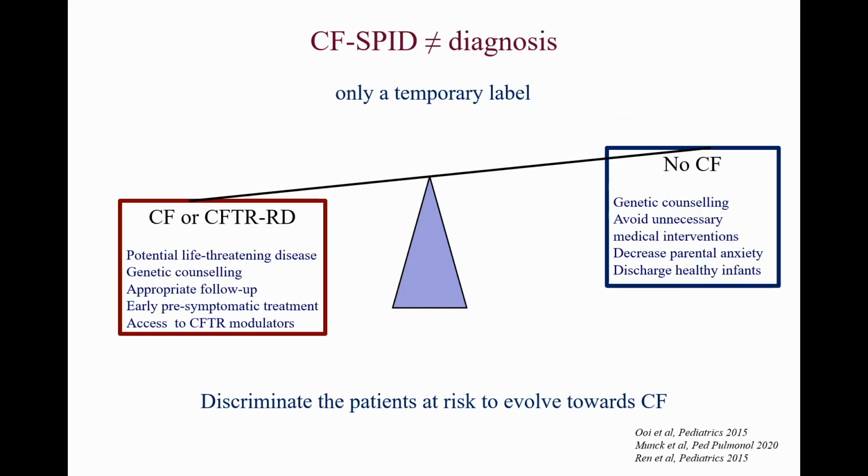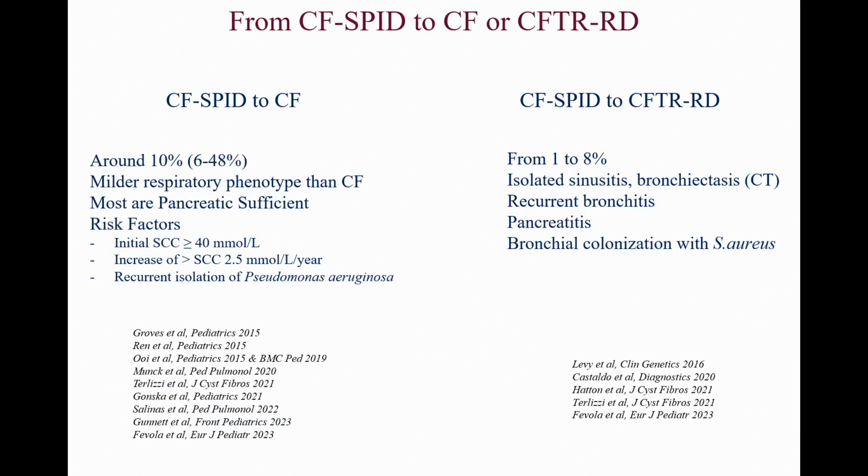CF-SPID is not a diagnosis. It is only a temporary label. Some patients can evolve to CF or CFTR-RD, but most will not. And it is very important to discriminate the patients at risk of evolving towards CF or CFTR-related disorder, because it is needed to implement appropriate follow-up in a CF center for early pre-symptomatic treatment and also discuss access to CFTR modulators, while in the other cases, it is absolutely mandatory to avoid unnecessary medical interventions, discharge healthy infants to decrease parental anxiety, and in both cases, to implement adequate genetic counseling.